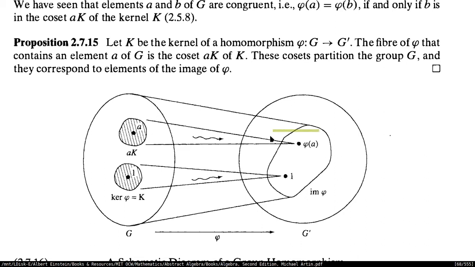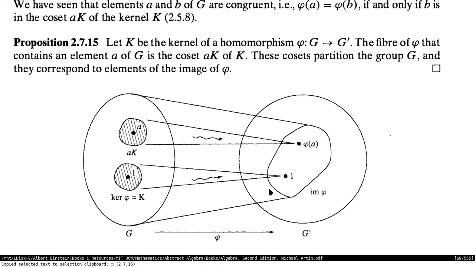So this is the image of phi, right? And your aK is the coset. So all the elements of aK get mapped to phi of a, and all the elements of the kernel of the map get mapped to the identity, right? So when you take the inverse image, the pre-image of these, you're going to get these disjoint sets, and they're going to be cosets, but they will partition the group actually, right?